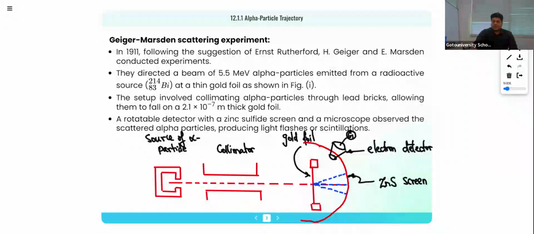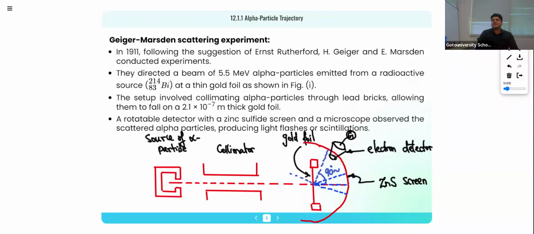Then we saw that one alpha particle is passing around 90 degrees. How much? Around 90 degrees. Many were going in a straight line. 10% were moving at around 90 degrees. And one out of 8,000 was coming back, around 180 degrees.